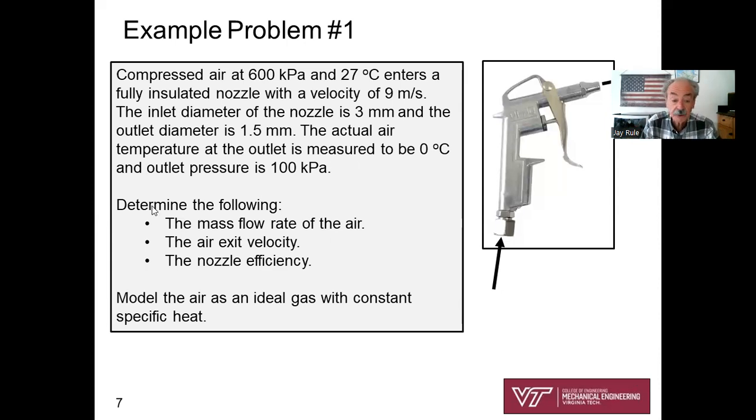Here's what we need to determine. The mass flow rate of air. We have enough information to determine the mass flow rate of air. We want to determine the air exit velocity. And then finally, we will determine the nozzle efficiency given our field measurements. We want to model the air as an ideal gas with constant specific heat.